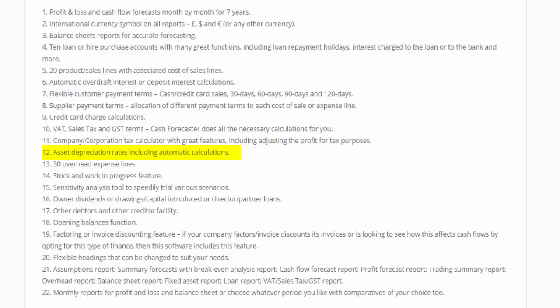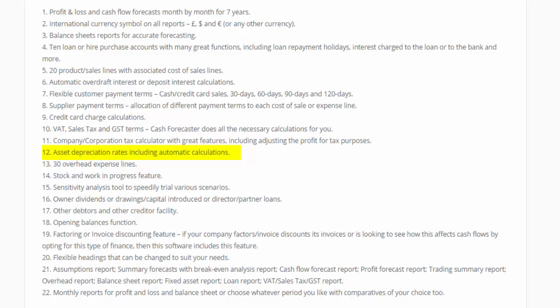Asset depreciation rates are done automatically for you. All you need to do is put in your asset, how much it costs you, and the month that it's going to go out of your cash flows, and everything else is done for you as long as you set the right depreciation rates, which you can quite easily pick up from your accounts. So you don't actually need to be an accountant to work all this out.